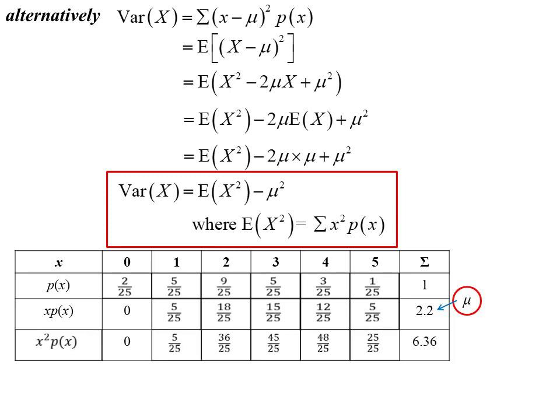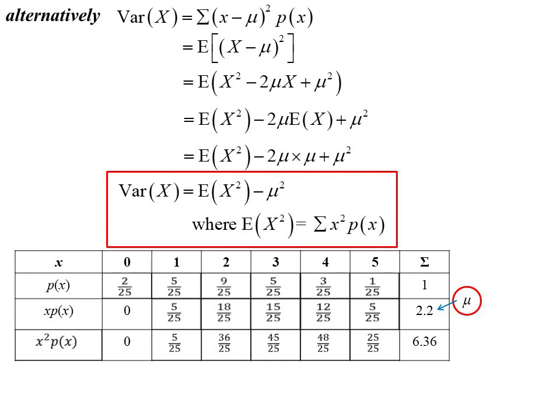But now all I need is one more row, and it's a heck of a lot easier, because all I now need to do is x squared p(x). So I now just multiply the row x p(x) by x. So 0 times 0, 0.25 times 1, and so on. So it's just building a structure. I go p(x), then I go x times p(x), then I go x squared times p(x).